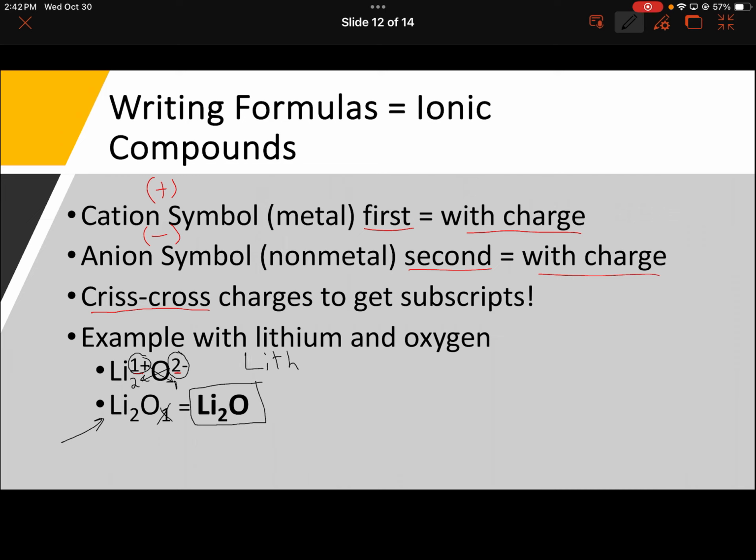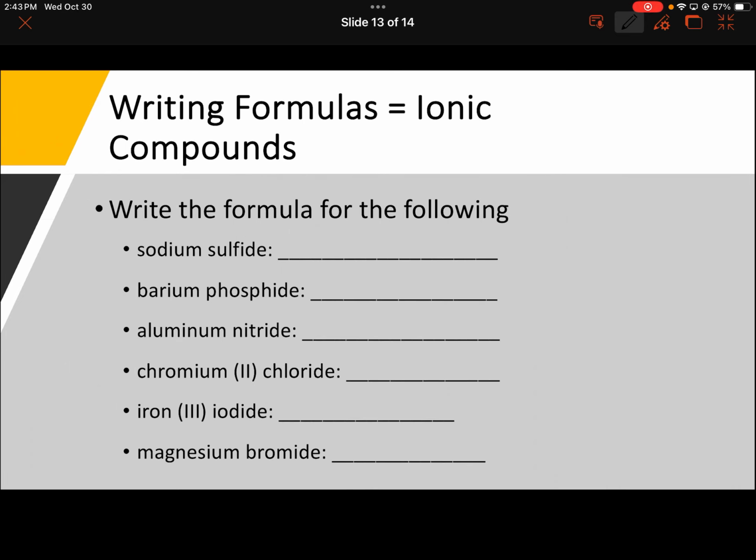So when we want the formula for lithium oxide, that's what we're looking for. And some of this preliminary work, we're going to see more of those and do some more practice. That's the preliminary stuff. Usually that information does not show up in our final answer.